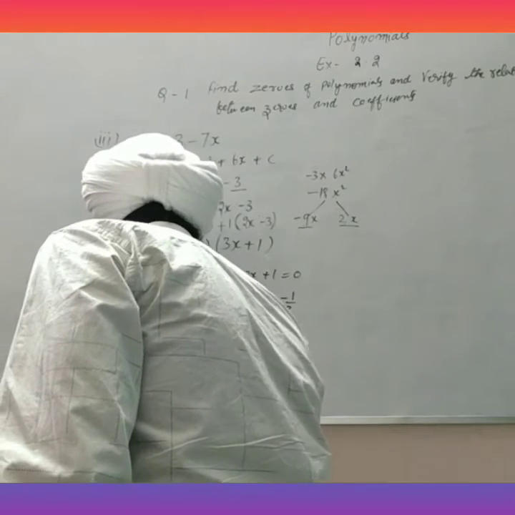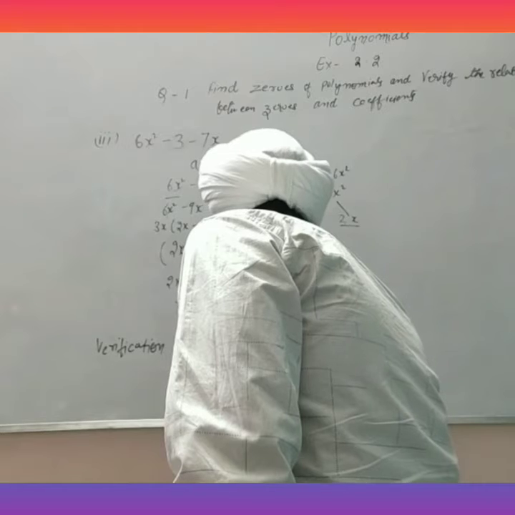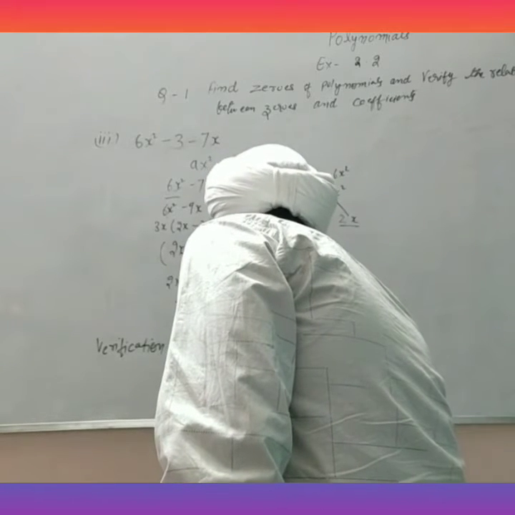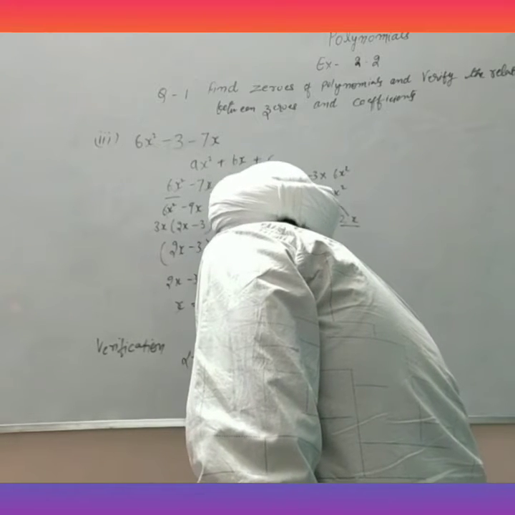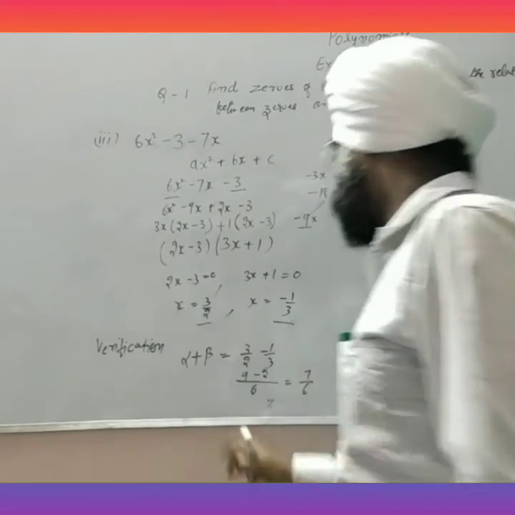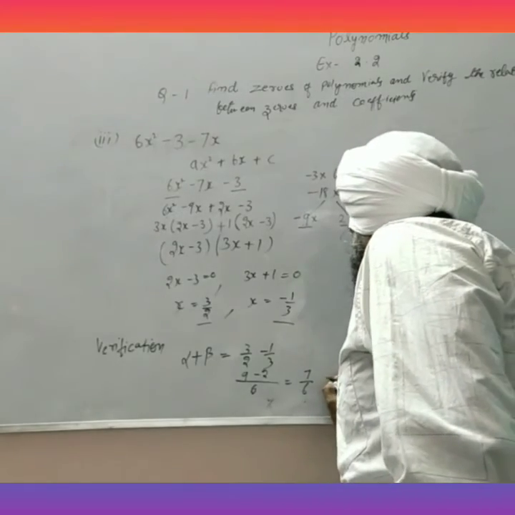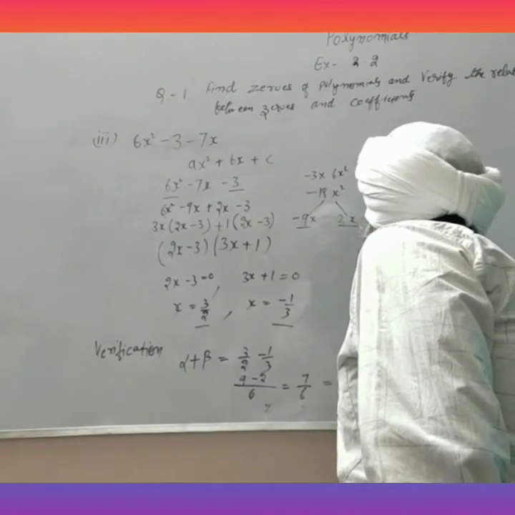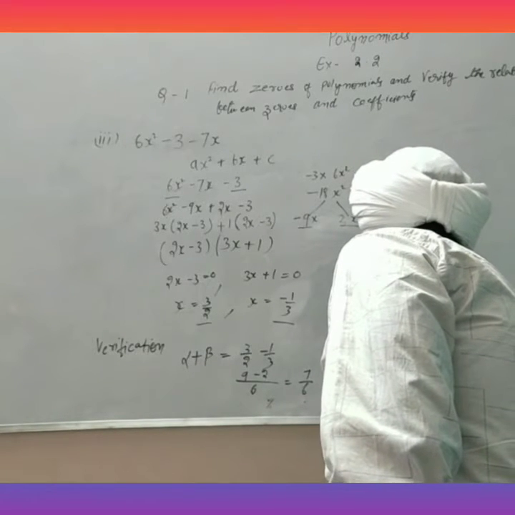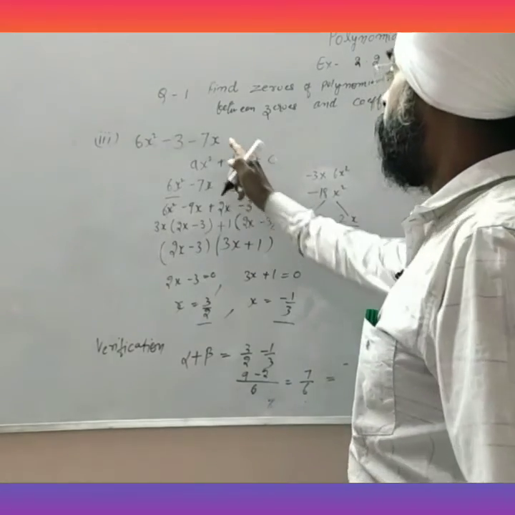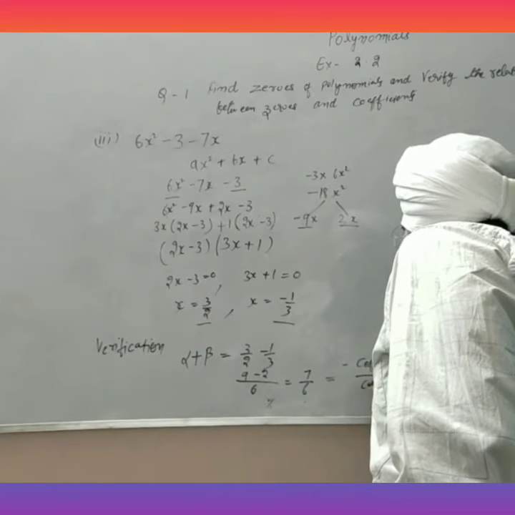For this verification, sum of the zeros, alpha plus beta, is written as 3 by 2 minus 1 by 3. 3 twos are 6, 3 threes are 9, minus 2, so 7 by 6. This is the sum of the zeros, and it should be equal to minus coefficient of x upon coefficient of x square.